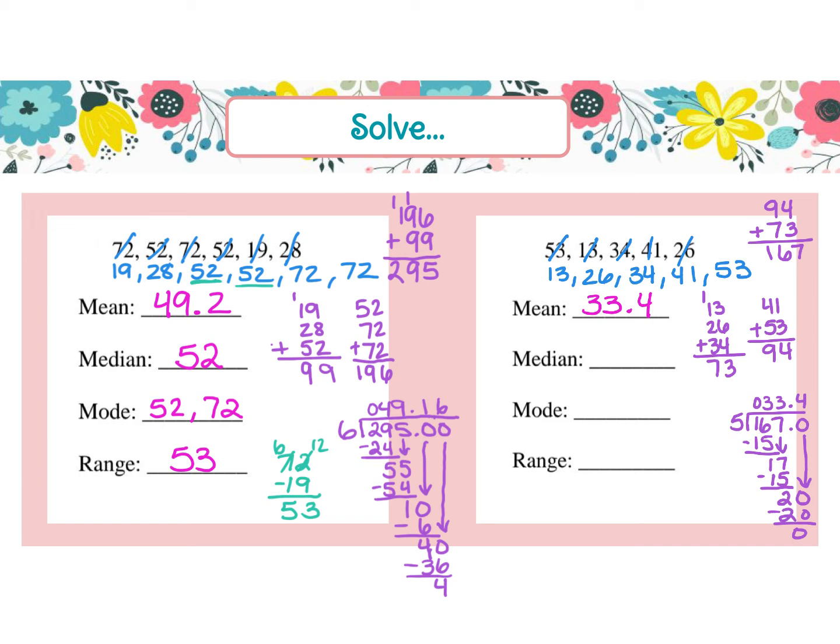To find the median, we will look for the number in the middle of the data set. 34 is the number in the middle, so our median is 34. Next, we will find the mode. I don't see any numbers that are repeated in this data set, so for this data set, there will be no mode.